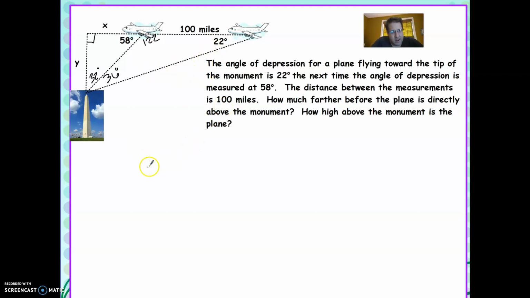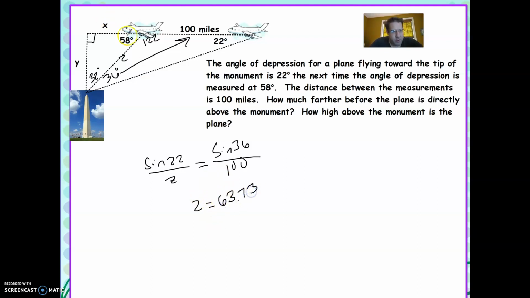All right, so sine of 22 over this side right here, XY, I'm going to call this Z, equals sine of 36 over 100. So this angle is across from this side. And then I can use that to find Z. Z happens to be 100 times sine of 22 divided by sine of 36, which gives me about 63.73.